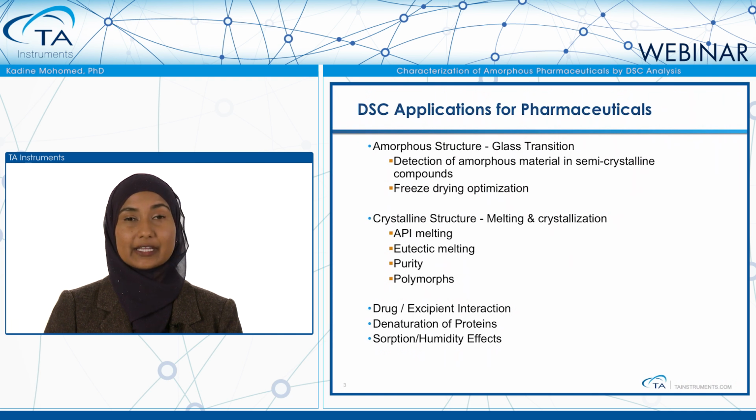So, common DSC applications for pharmaceuticals. First and foremost, we're looking at amorphous structure and the glass transition. This information can be quite useful, especially in the optimization of the freeze-drying process, and we're going to touch on the freeze-drying process today. Commonly detected as well would be the crystalline structure, so melting and crystallization temperatures of the API and various polymorphic forms. The DSC can also be used to look at the purity analysis of a pharmaceutical drug.